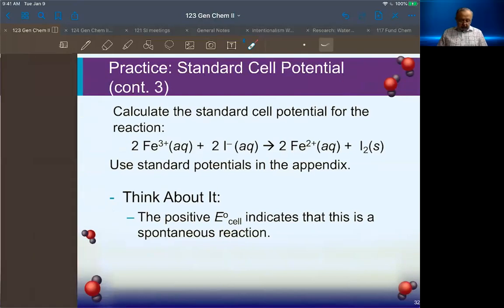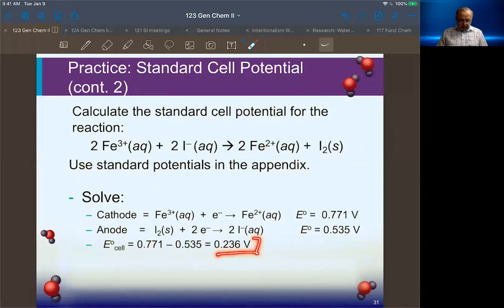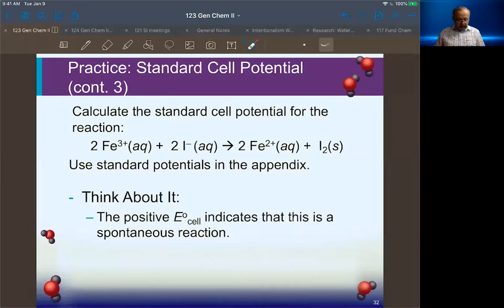So yeah, what they're saying on the next slide is that this is going to be a positive value. Why? Because we always take the smallest and say that one is the one that goes backwards. So we always subtract the largest minus the smallest, and therefore we always get a positive value. So this is a voltaic cell. This is a battery. This is something that happens spontaneously and produces electricity that can be used to run whatever you want to use electricity for.